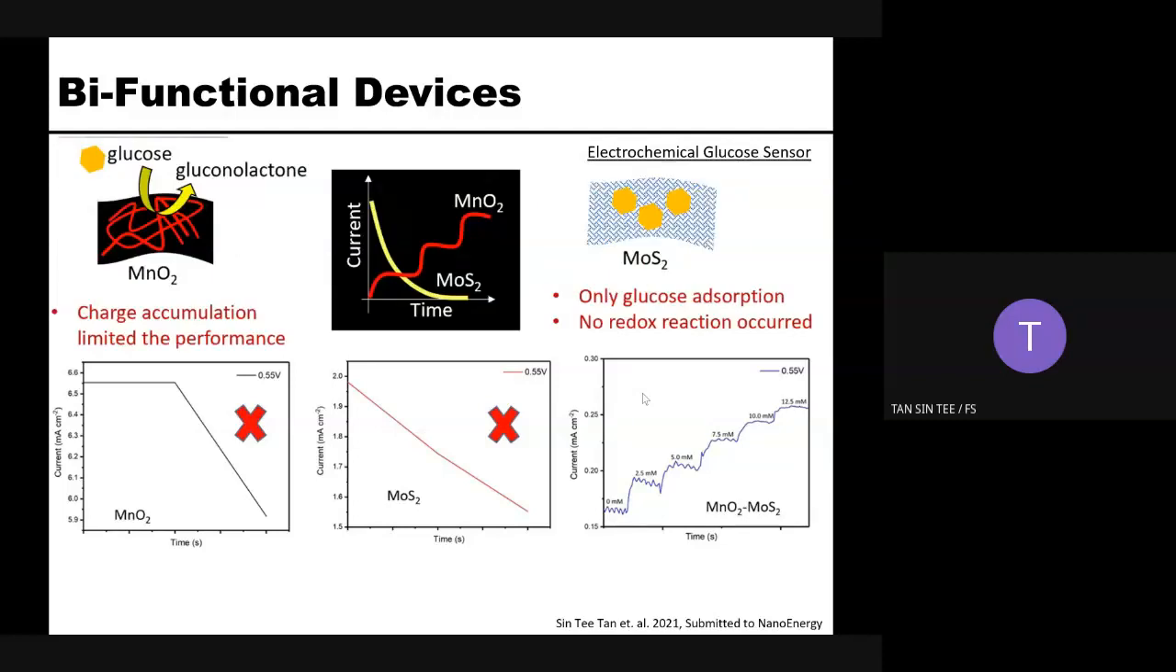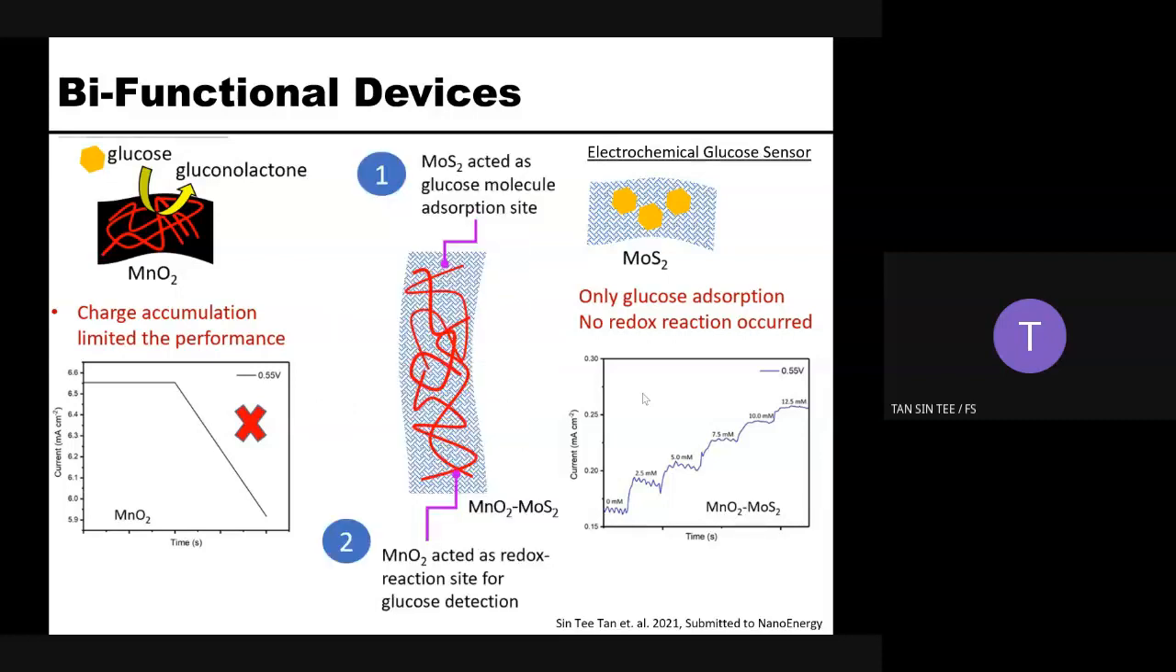Okay, so the mechanism behind this is that we expect the MnO2 is just the absorption region, which undergoes the reactions. So the glucose will change to gluconolactone. Well, the MoS2 is just a surface to improve the absorption without doing any of the reaction. That's why you cannot see any response in the CV as well as the amperometric.